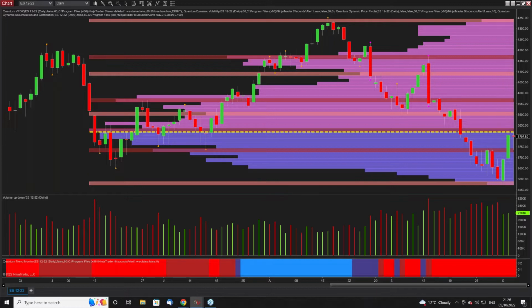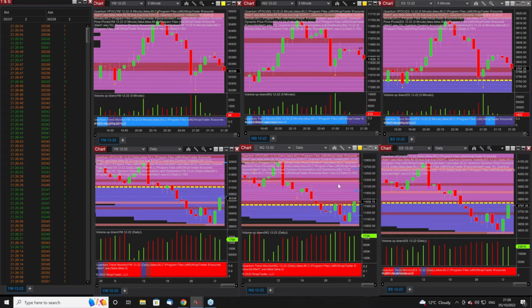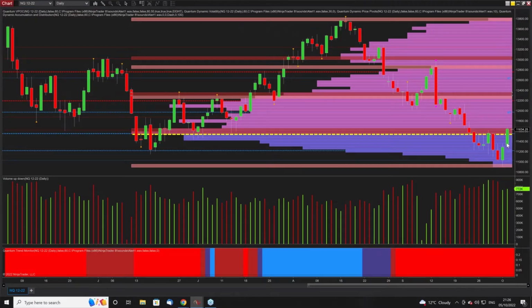If you're trying to force yourself to be an intraday trader and you're not suited to it, don't do it, because it won't work for you. It's as simple as that. So that's where we are on the ES. The NQ, very similar. We've actually got up to the volume point of control at this level, so we're expecting some congestion to build there.